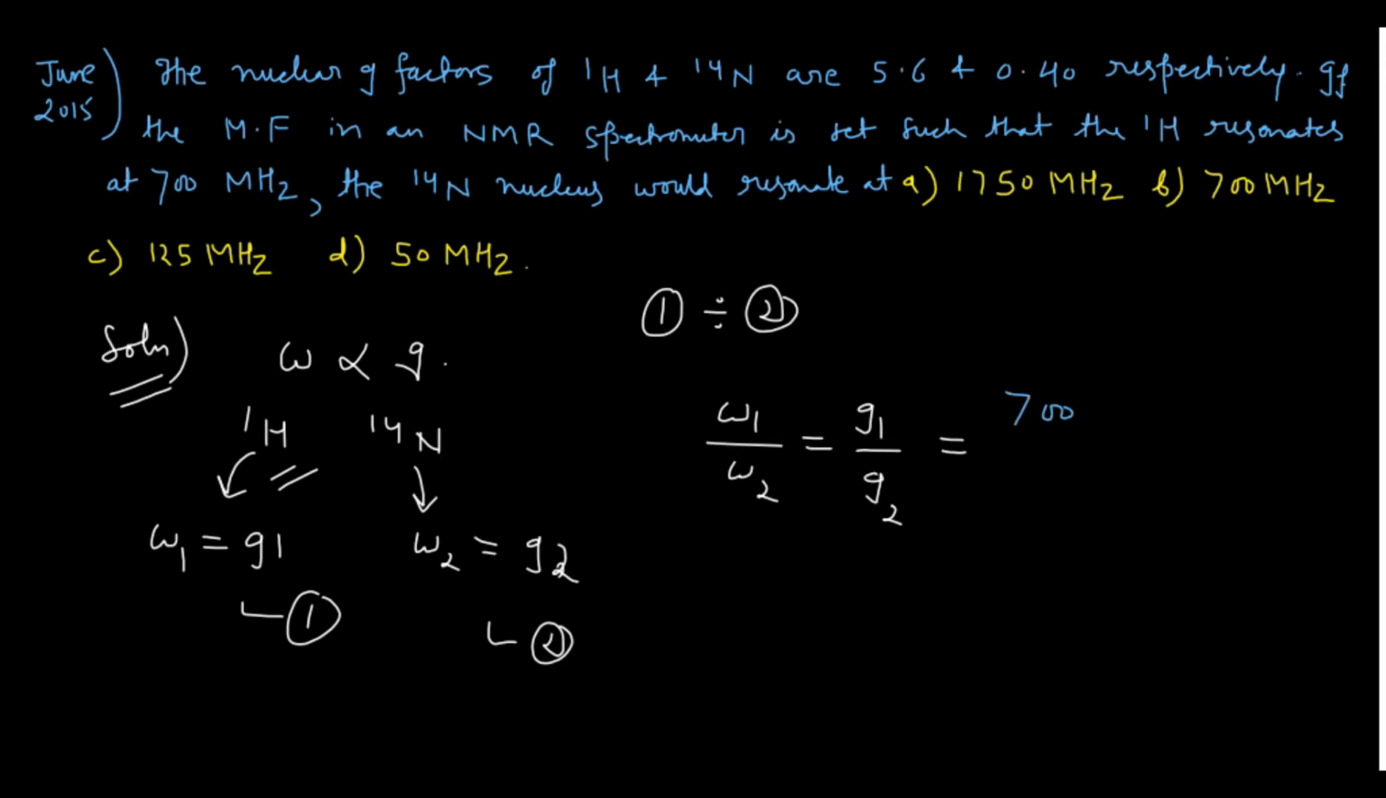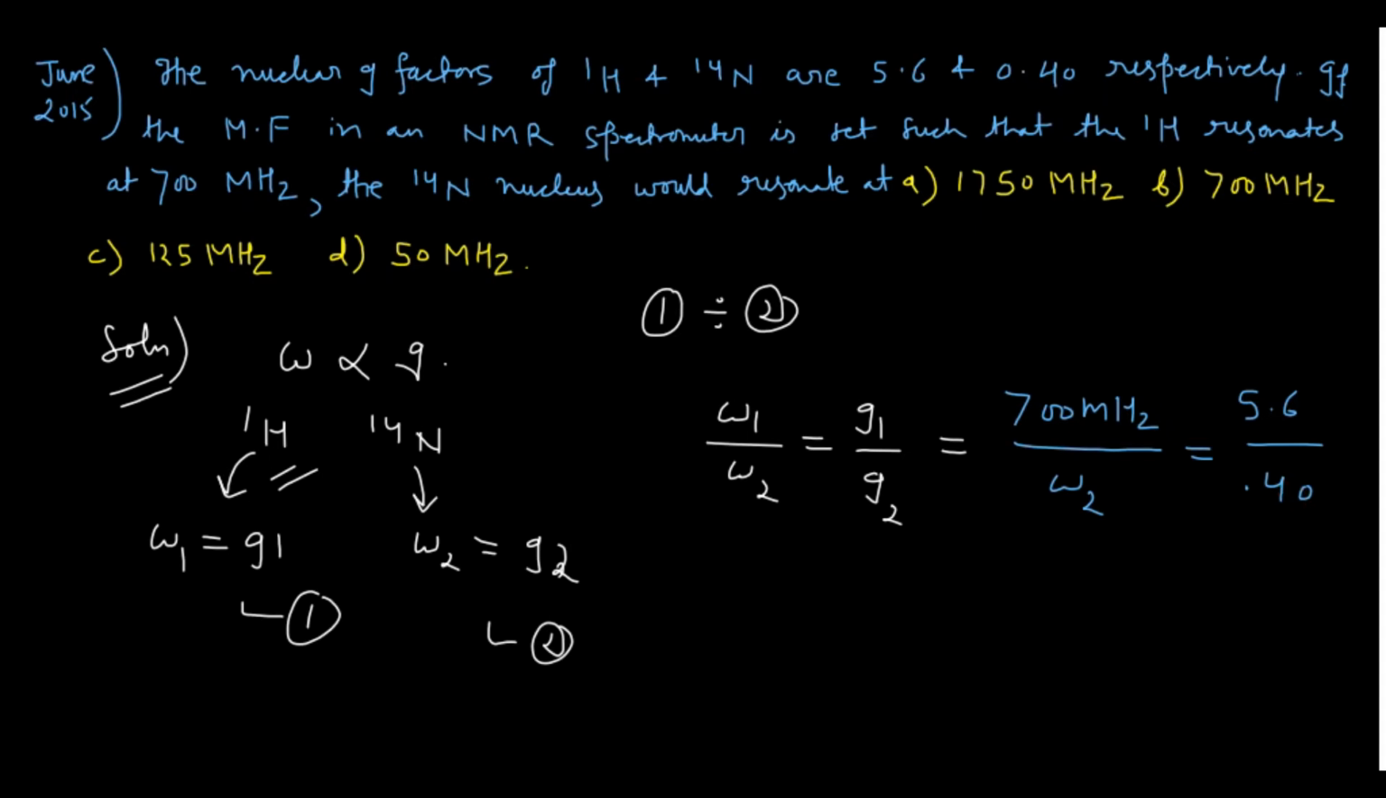700 megahertz I am writing, and you have to calculate for the nitrogen. That means omega 2 you have to calculate. And here you can see it is 5.6 divided by 0.40. This data is given. This 5.6 is the nuclear G factor for the proton, and 0.40 is the nuclear G factor for nitrogen, right?